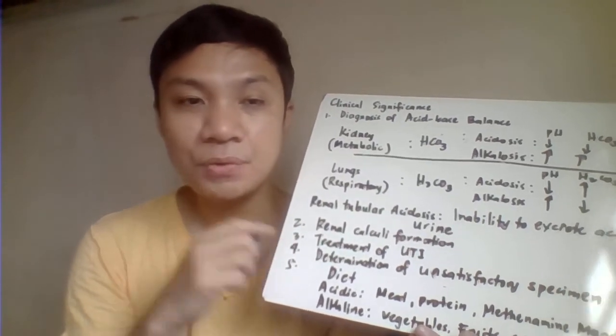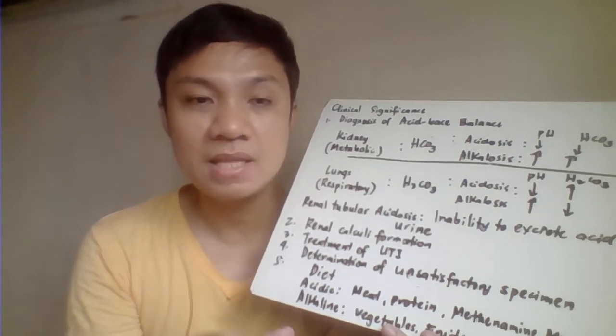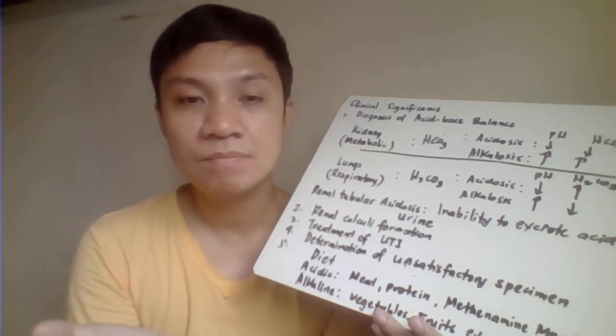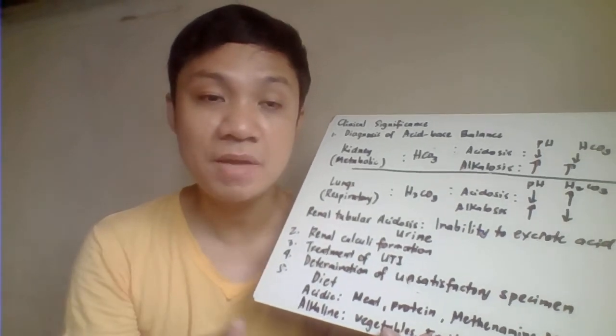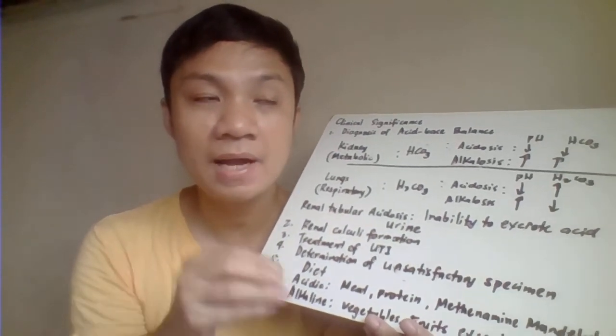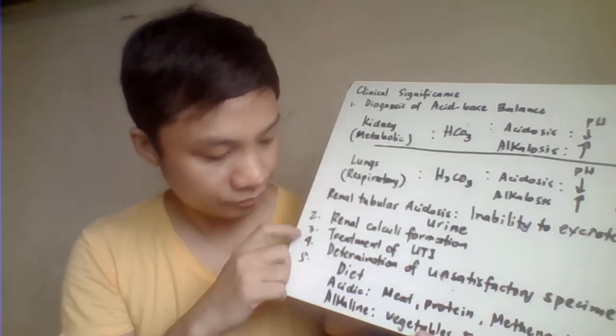The same true if the urine crystal, for example, try to precipitate in an alkaline pH. So, anong gagawin mo para hindi siya mag-form? You try to modify your urine pH here para gawin mo siyang acidic para hindi ka mag-form ng renal calculi.